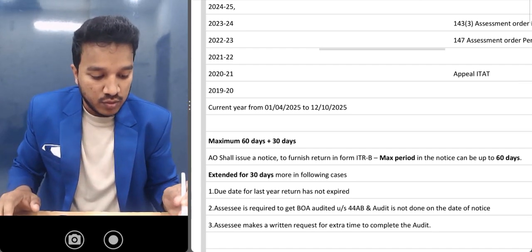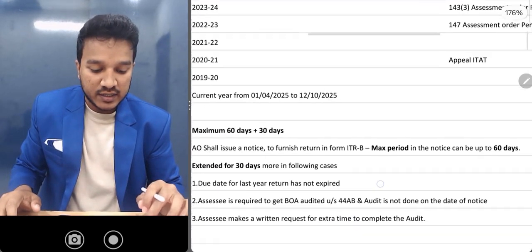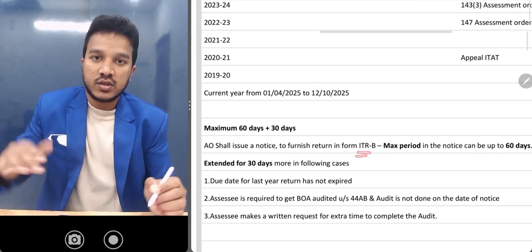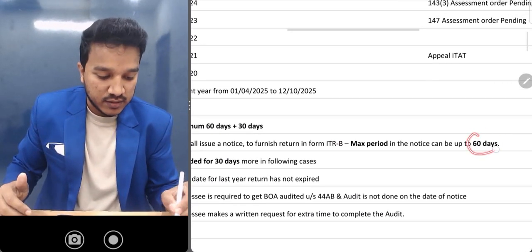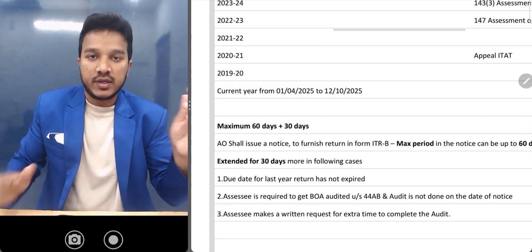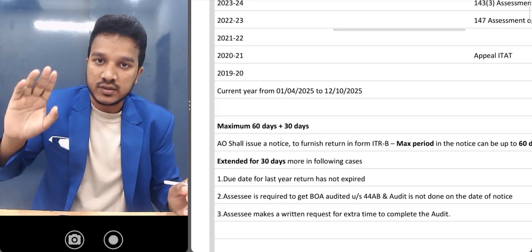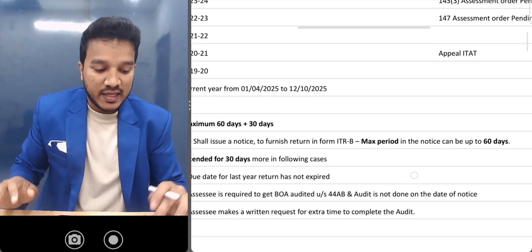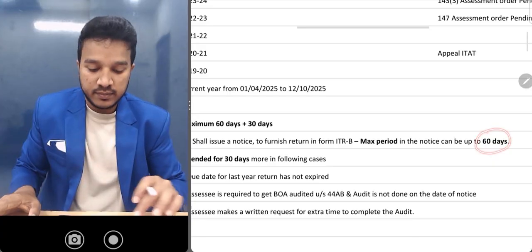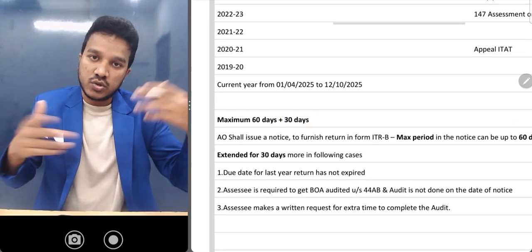Okay, but in that notice they will give him a time limit up to what time he has to file this ITR-B. So that maximum period cannot exceed 60 days. Okay, so this is your maximum period to file the ITR-B. In that notice, the time period will be mentioned. Either it could be 15 days or 45 days. Okay, that will be mentioned in the notice. That cannot exceed 60 days. Okay. Now, this can be extended up to 30 additional days also can be given.